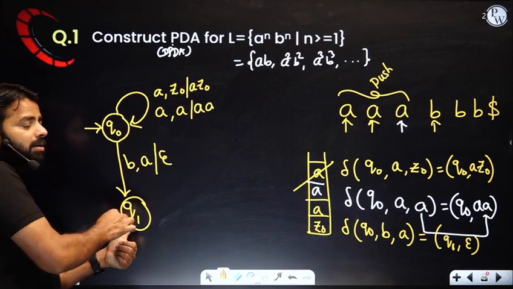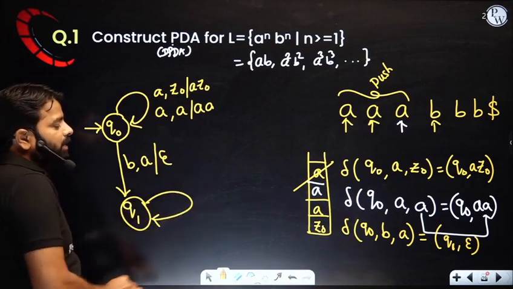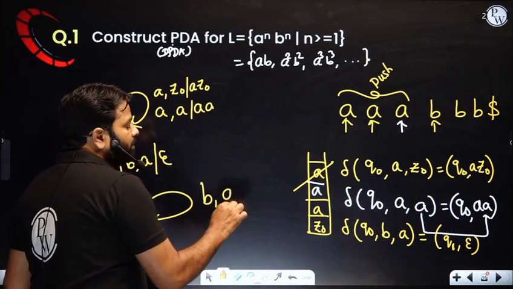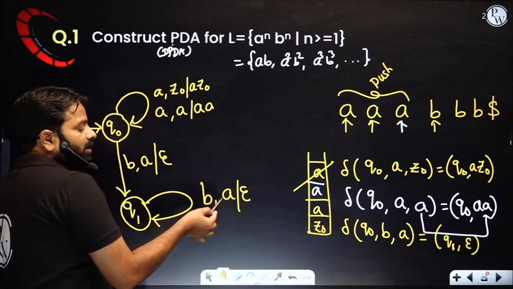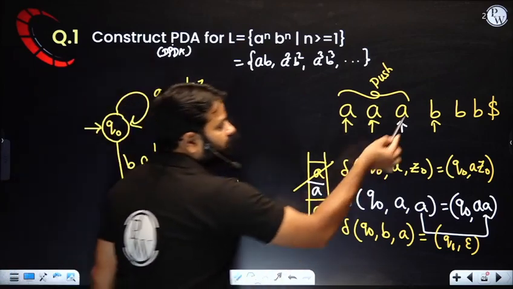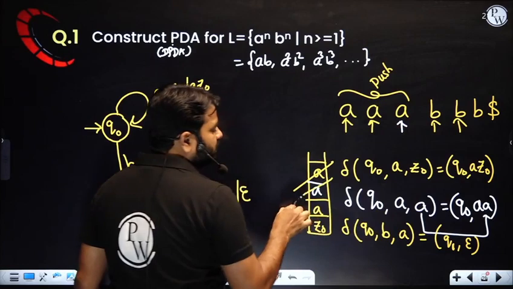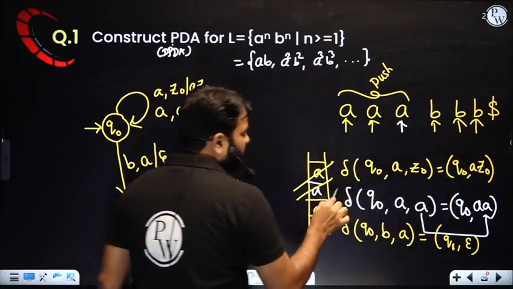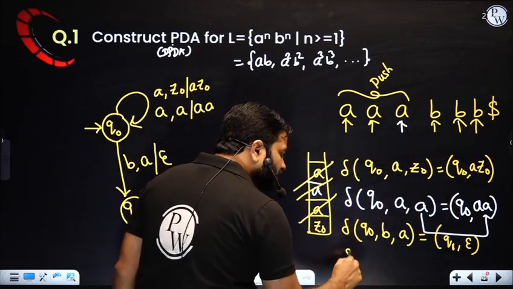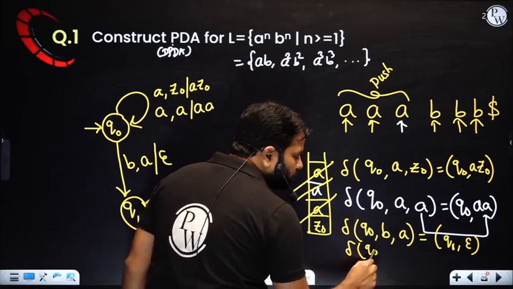First B you come here, but for the remaining B's, put a self loop. For every B, pop one A. Every B, when the top of the stack is A, pop one A. For this B, pop this A. For this B, you pop one A. For that, the same transition is going to help us from Q1 onwards.